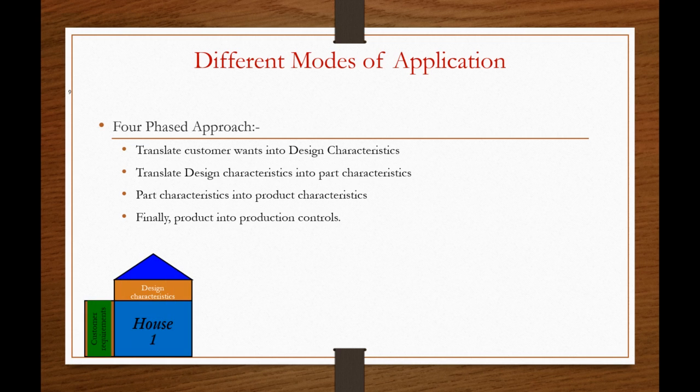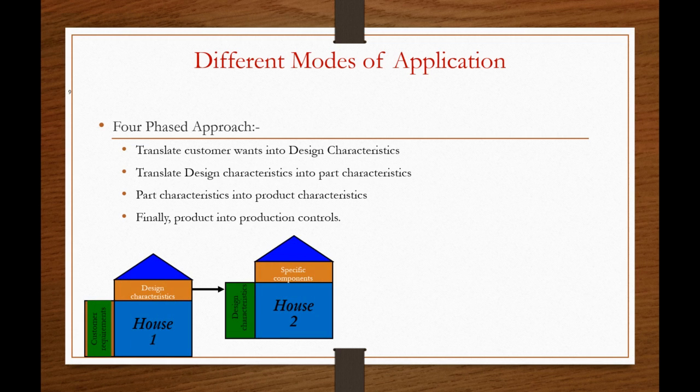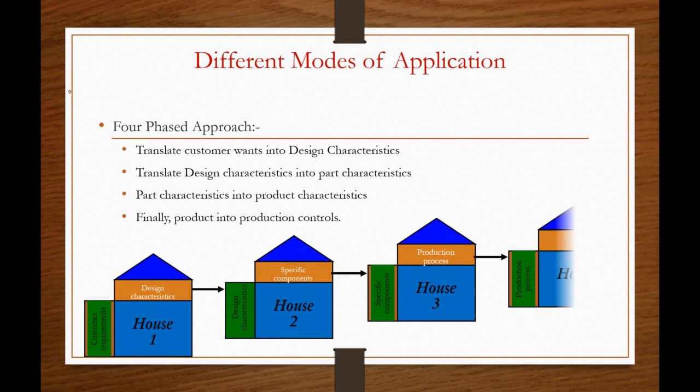Then, different modes of operation. Four-phased approach. Translate the customer wants into design characteristics. Translate the design characteristics into part characteristics or specific components. The part characteristics or specific components into product characteristics. Finally, the product characteristics into production controls or quality plan.